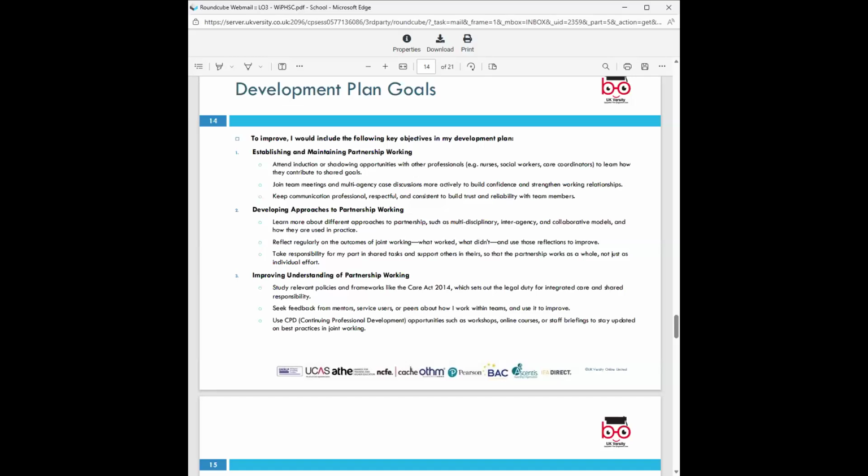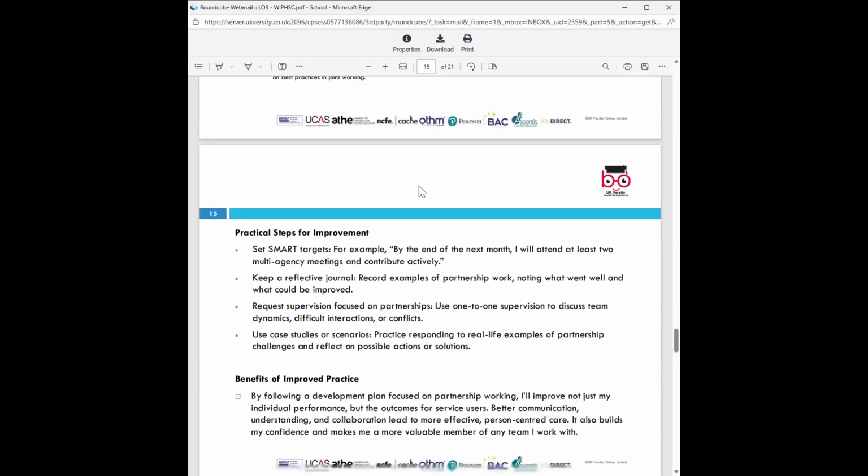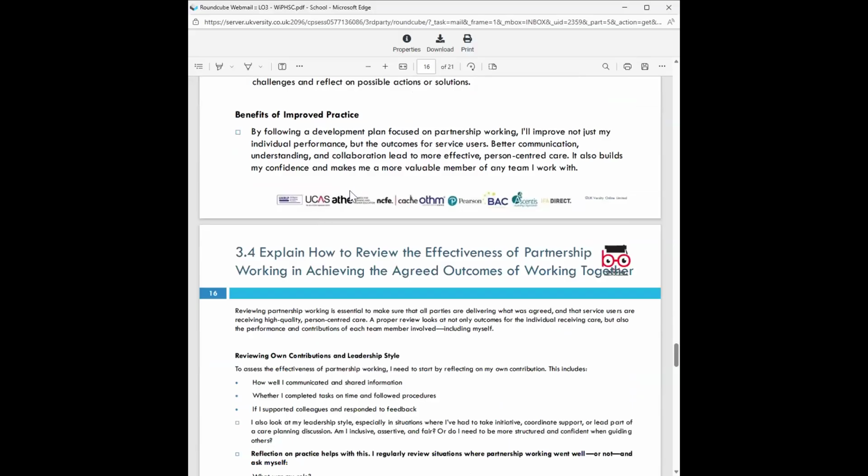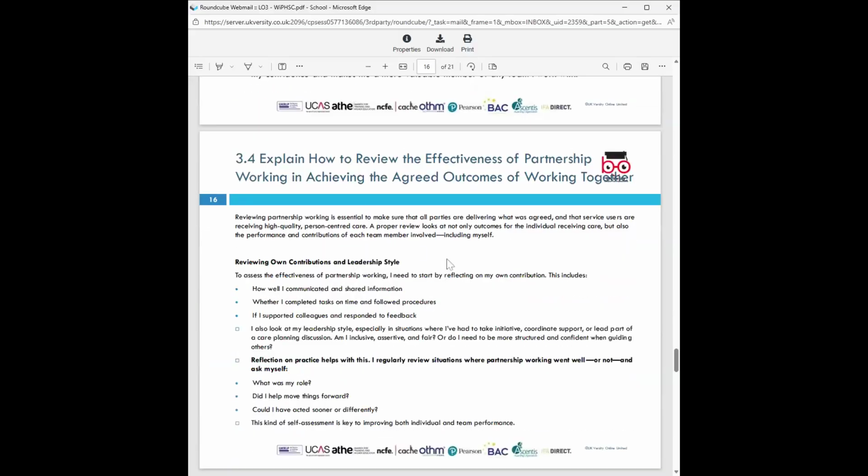When you have a development plan, it helps you to gain more knowledge without conflicts. Yeah, and you'll have a plan there, so it sets what you are expected to do. So establish and maintain working relations, develop approaches, improve your partnership, set SMART targets for yourself. Making sure you're putting together a plan so it's easily done. 3.4, the effectiveness of partnership working in achieving the agreed outcomes of working together.